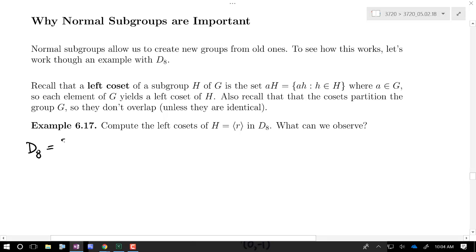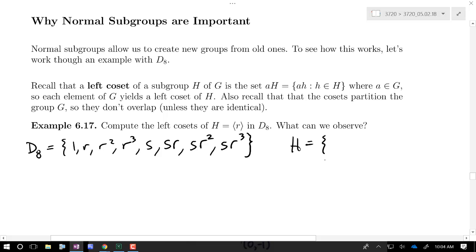Just to remind ourselves, D8 consisted of these 8 elements. We have the 4 rotations, and then we have the reflection elements: S, SR, SR squared, and SR cubed. And here they're saying, let's define the subgroup H to be the group generated by the rotations. So if we're just working with the rotation, the elements we can generate are these 4. This is cyclic, and we played around with these a little bit last time.